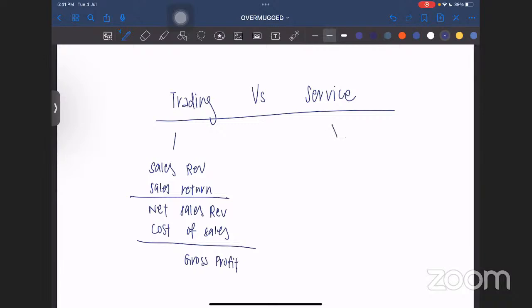Right. Service wise, don't have so many things. Only one line. So for whatever revenue, service fee revenue, tuition fee revenue, advertising fee revenue, whatever that your main business is providing, right? Okay, so these are the FS. Basically, that's all you gotta know.